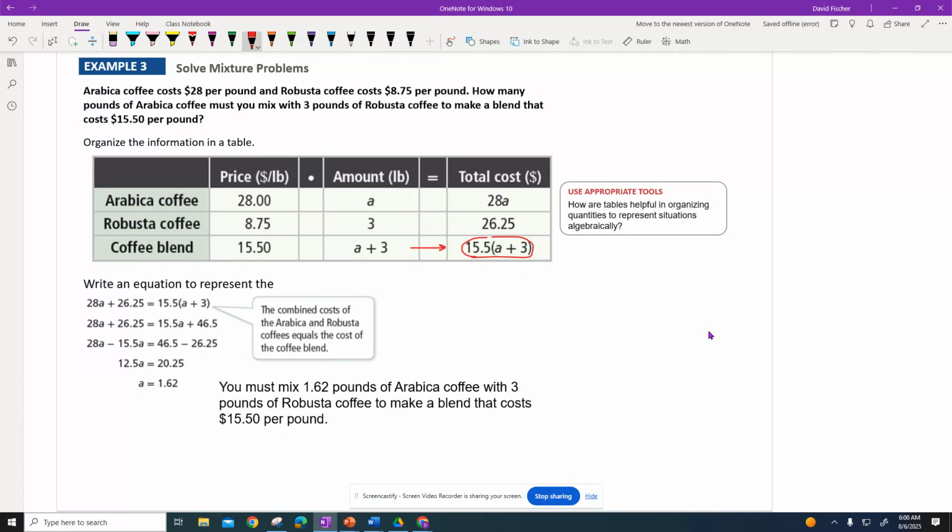And now they said, well, you know what? The Arabic coffee is going to be $28 a pound. I don't know how much. There it is. I do know Robusta coffee was $8.75, and it was 3 pounds that I bought, and so there's my total there. And so on the other side, I'm going to do this. 28A plus the 26.25 has to equal what this guy is. So we're kind of merging right here. Okay? So there now is my equation.